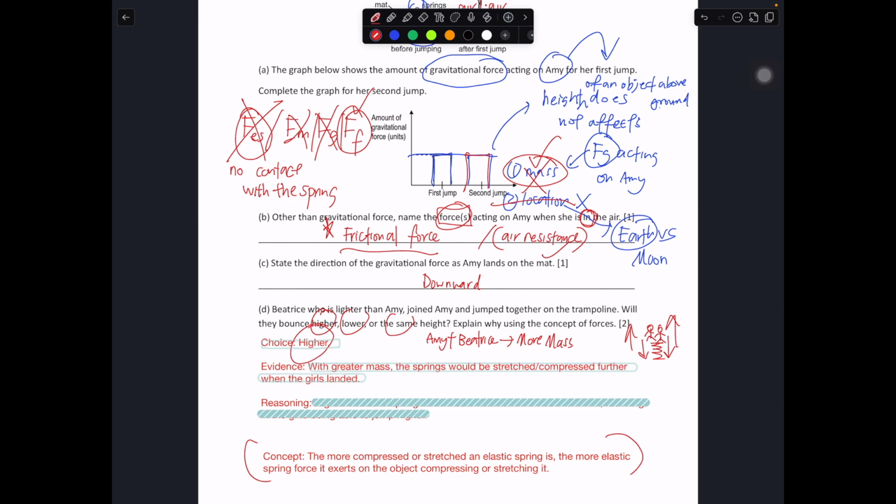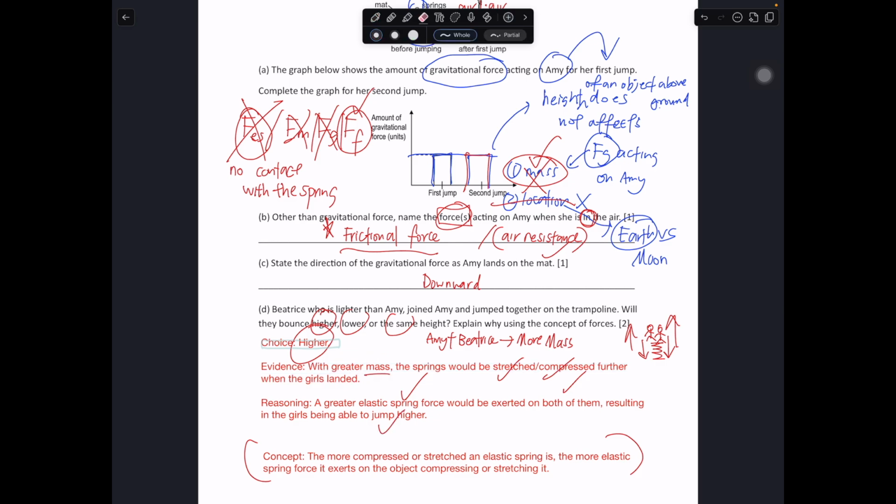Because why? More mass, the spring will be more stretched or compressed further when they land on the spring. So when the spring is being released, there will be greater elastic spring force exerting on both of them, resulting in both of them being able to jump a higher height.